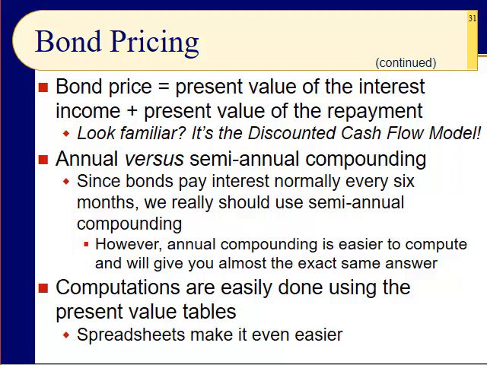And we're going to do annual compounding. We really should use semi-annual compounding, but that's what the spreadsheet does for us, folks. You'll see, I'm going to reference it in a minute, but there's a spreadsheet on there that does semi-annually, and it's a better prediction, but it's usually only a couple of dollars different. The computations are easily done using the present value tables, and the spreadsheets make it easier.